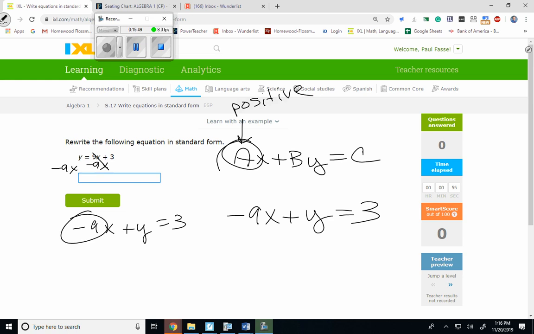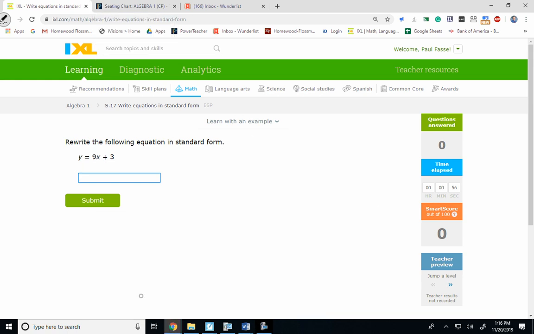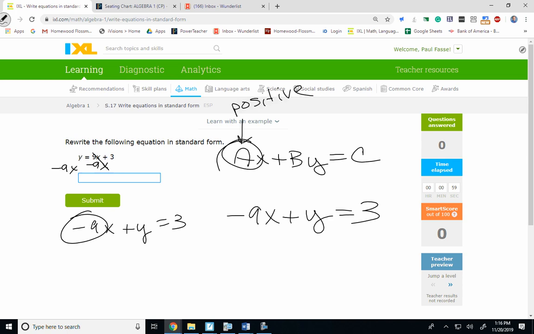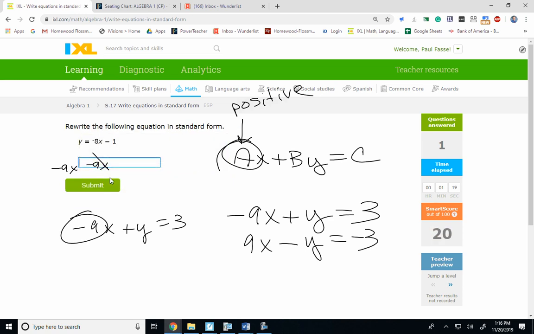If this is negative, I need to make that positive. So if I make that positive, that's really like dividing by negative 1. I have to divide all the terms by negative 1. So my answer is 9x minus y equals negative 3. Awesome. All right. So same thing again.